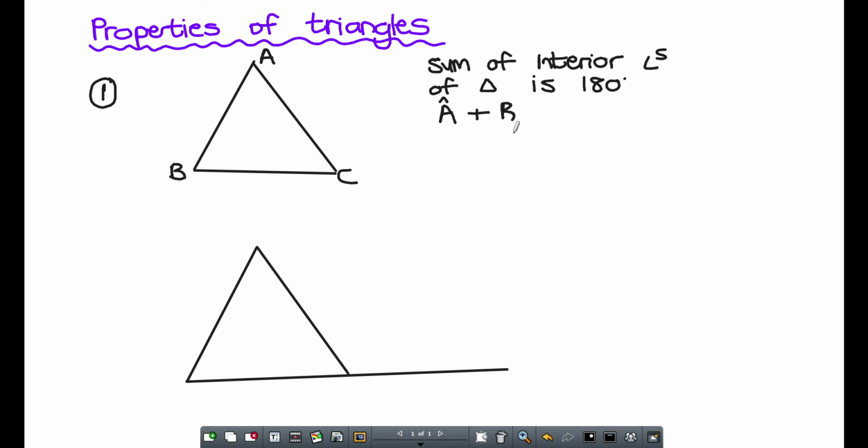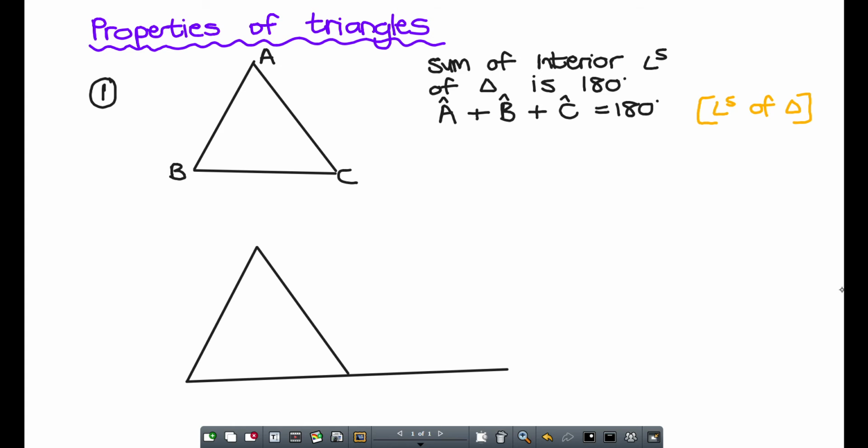plus angle B plus angle C will be equal to 180 degrees. Now, what is the reason that we use for that? We always write in block brackets angles of triangle. Okay, so that's the reason, and you've got to give me that because you get a mark for that.